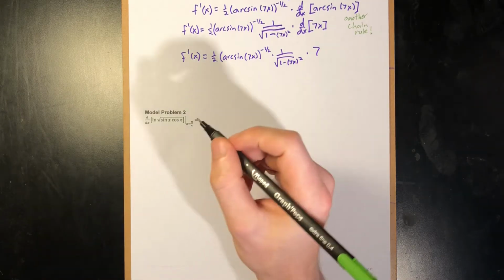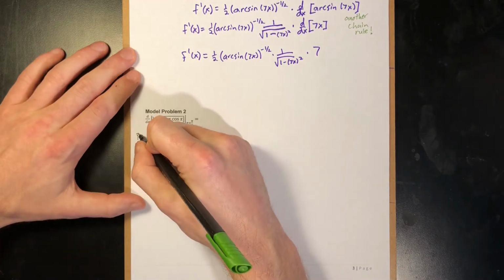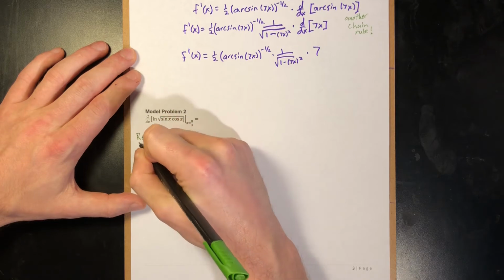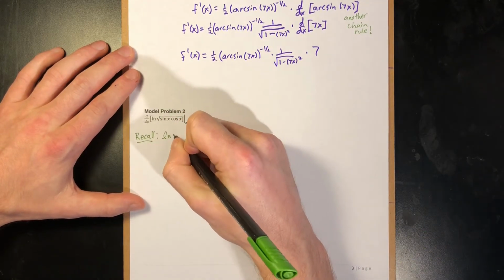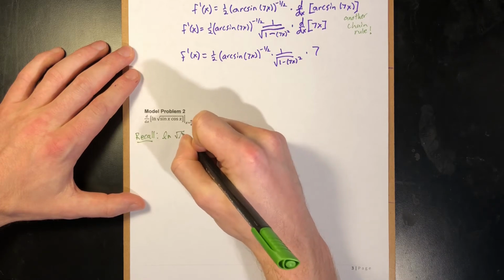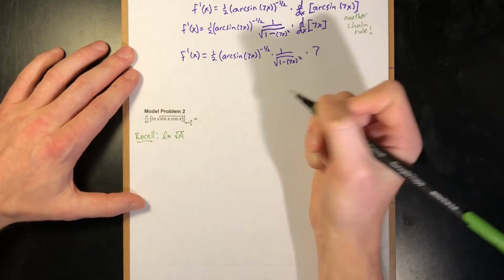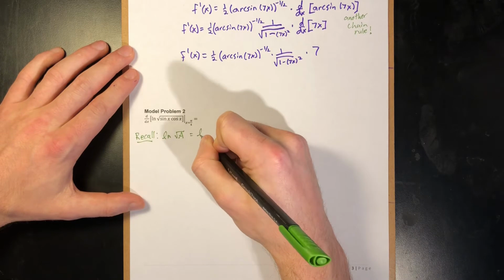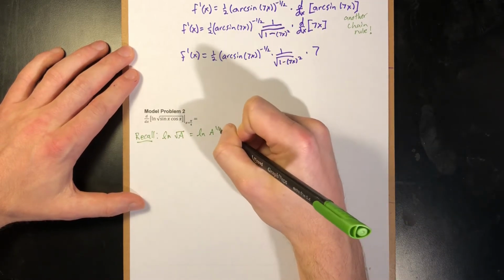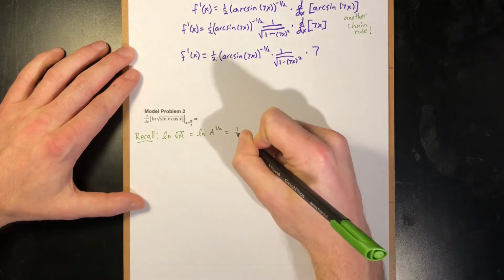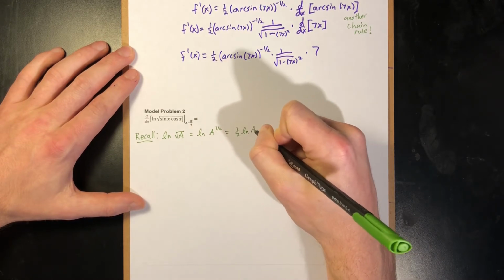I'm going to remember a couple log rules. So to start with this, recall two things. First of all, if I'm trying to take the natural log of the square root of something, just call it a, remember that this is really ln of a to the 1/2 power, and I can always pull down a power, so that's really 1/2 ln of a.